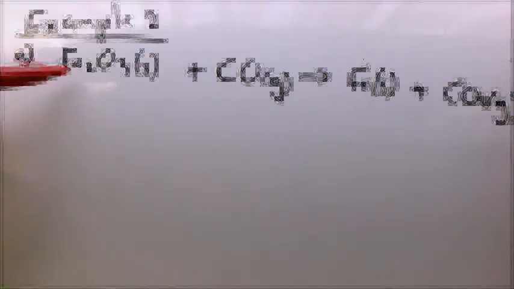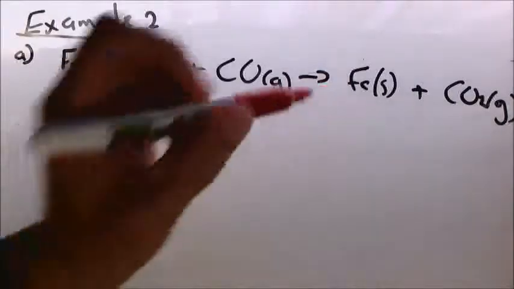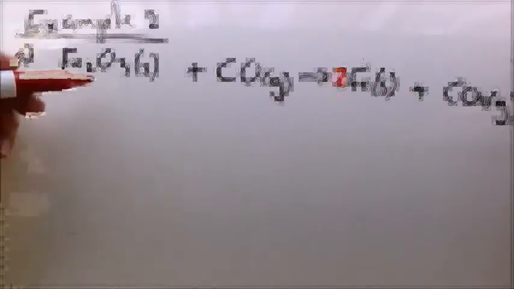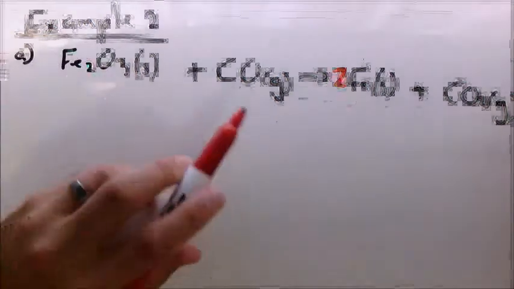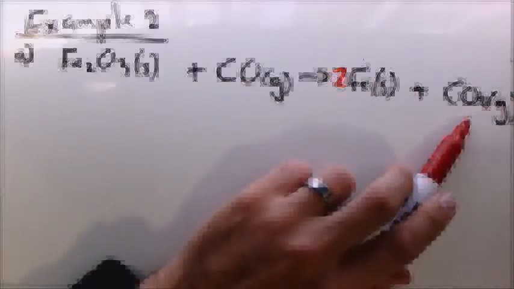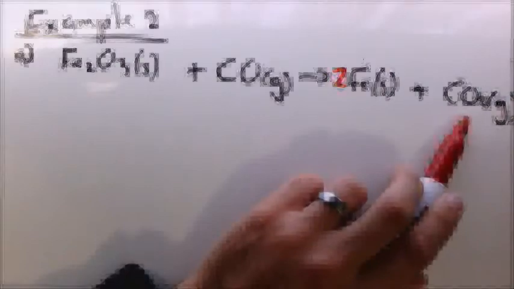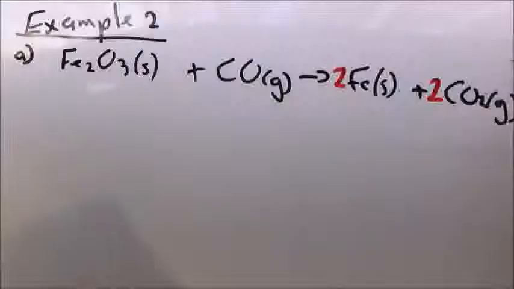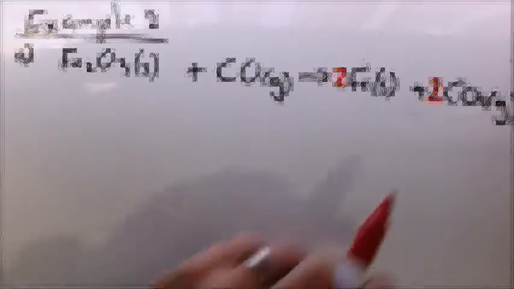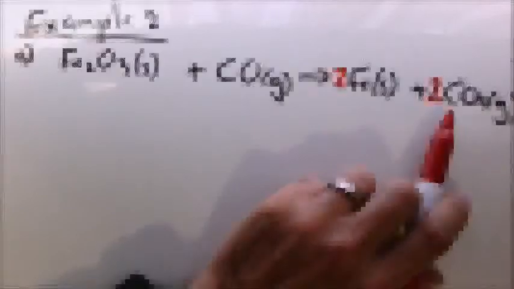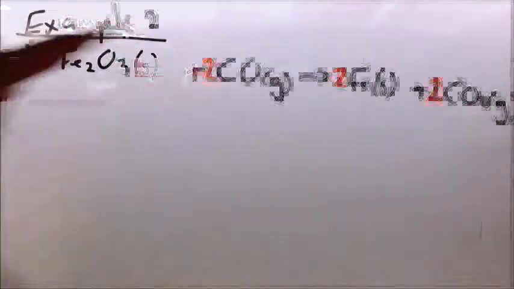We've got 2 irons, 1 iron there, so we need a 2 there. And then we've got 3 oxygens here, 3 oxygens over here. We've got 4 oxygens and only 2 over here. So we're going to need a second carbon there. Let's see if it works. So that means 4 oxygen, but now we've got 2 carbons, so that means we're going to need a 2 over here.